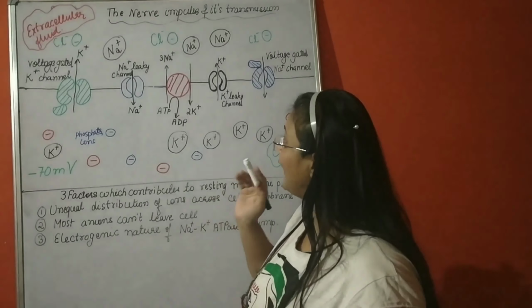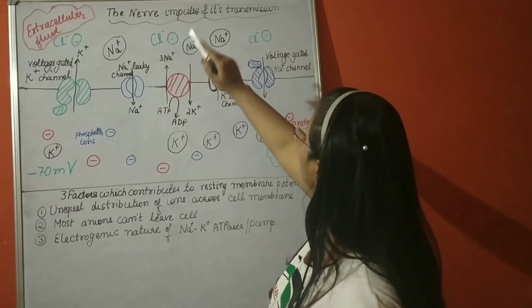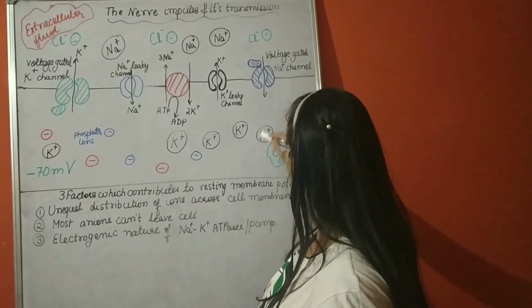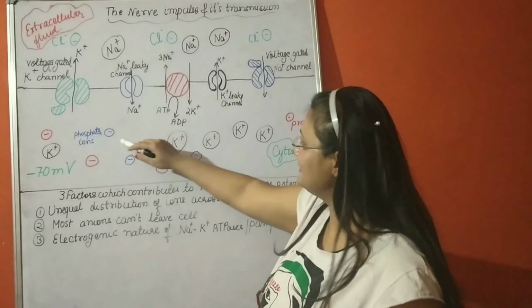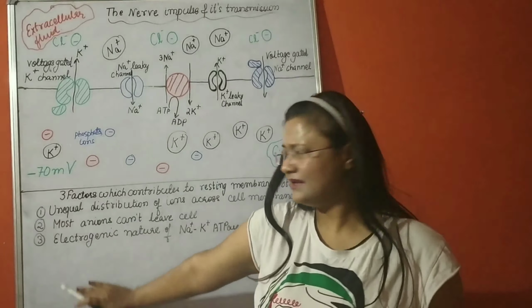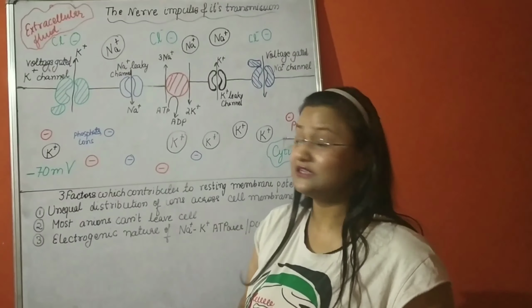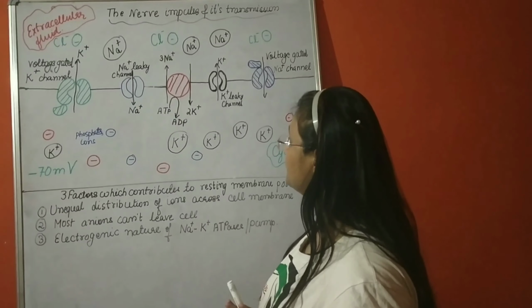While studying transmission of nerve impulse, we will consider only potassium ions and sodium ions. The other two factors we will ignore because they contribute less towards the negative charge inside of the neuron.